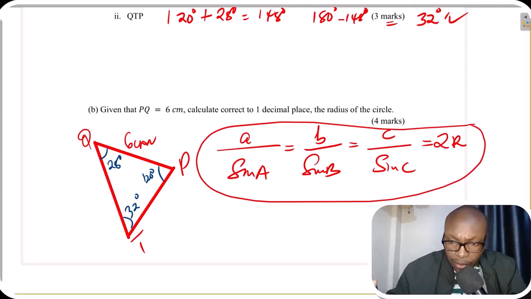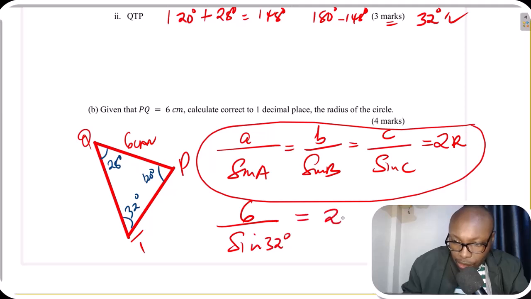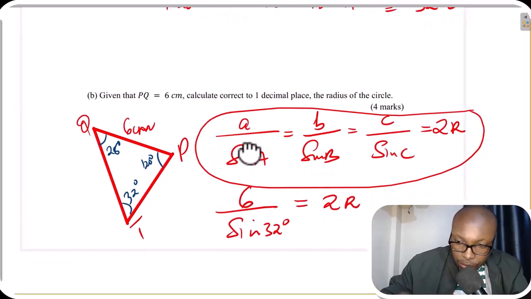Now, we don't need to have all the angles and all the sides. We simply need a side and an angle. When I look at what we have here, I can use that side QP and the angle that is opposite, that is 32. So from these, I get 6 divided by sine of 32, and that should be equal to 2R. That is what you're going to use.